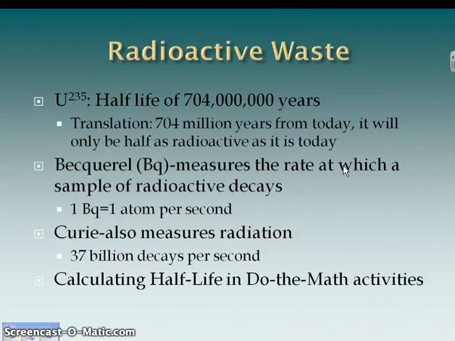There are two units that we can use to measure radioactive waste. The becquerel, BQ, that measures the rate at which a sample of radioactive material decays. 1 becquerel equals 1 atom per second. You can also use the Curie, which was named after Marie Curie, who was a very famous scientist and chemist. And that rate is 37 billion decays per second. And we're going to do a whole bunch of math with half-life and radioactive waste in our Do the Math activities that we will work on in class. So don't worry about any of the math right now. Again, we will focus on that in class.